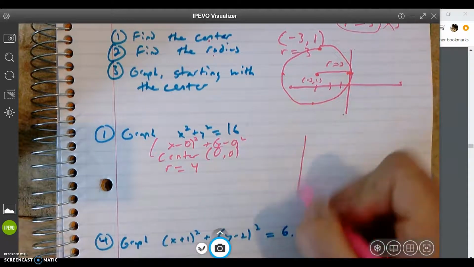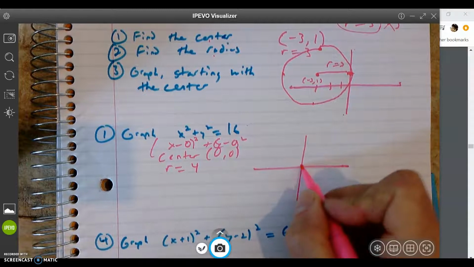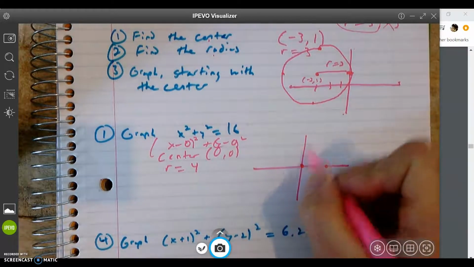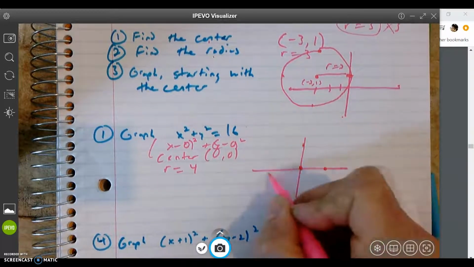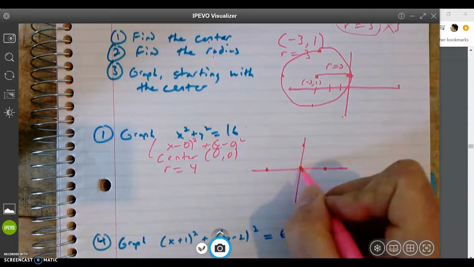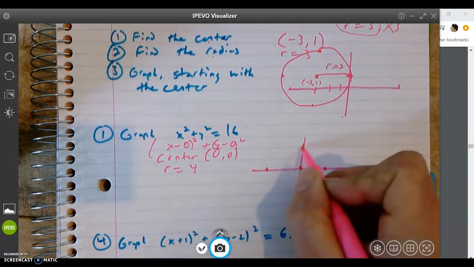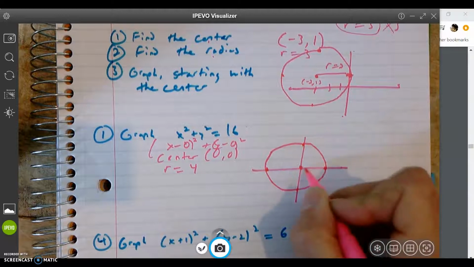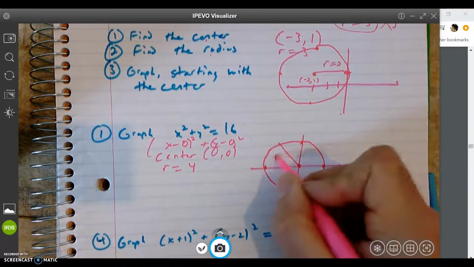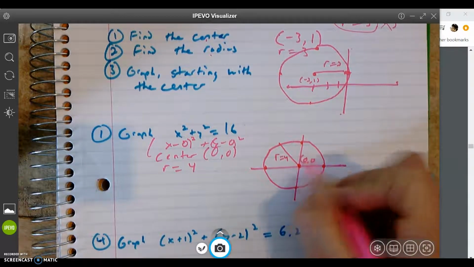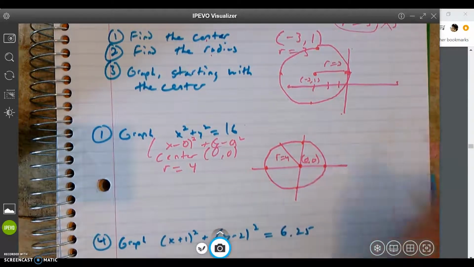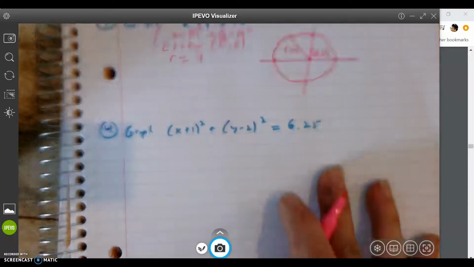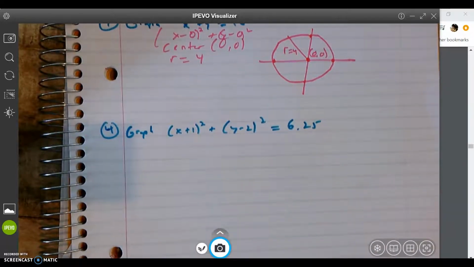Cool. Now graphy graph. So we start at the origin. There's your center. And then go 4 to the right, 4 up, 4 to the left, back to the center, 4 down. Connect the dots. And so my radius is 4, and my center is 0, 0. Label that, since you don't have graph paper. It just makes it a little more clear. Okay? Cool. All right. Now, almost done.